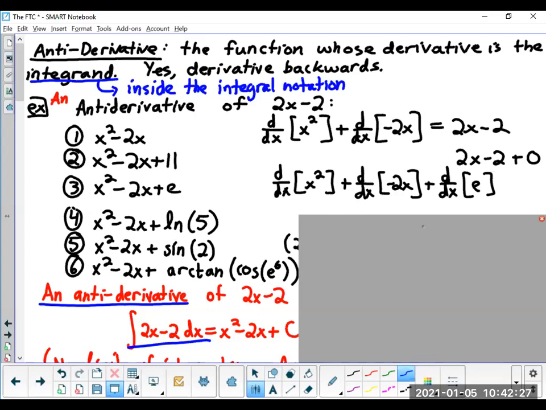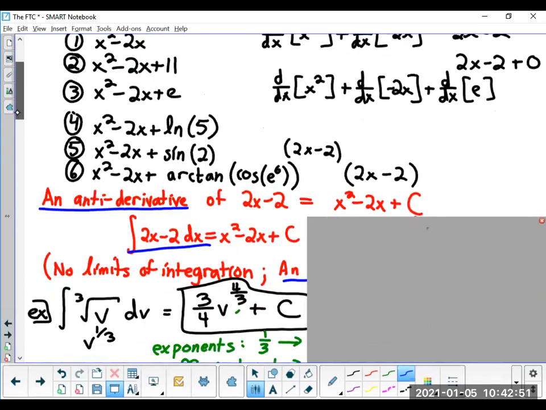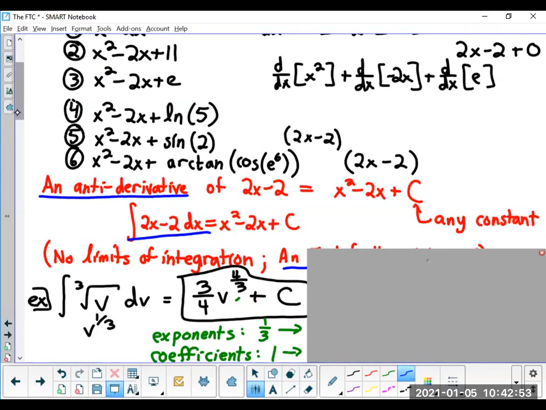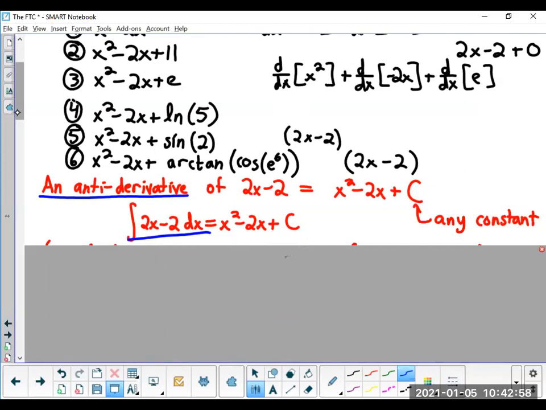So how do we negotiate this given that there are infinitely many correct answers? What do? Well, we get fancy with the math. And we say an antiderivative, and I'm down here in red, of 2x minus 2 equals x squared minus 2x plus capital C. C is understood to be any constant.